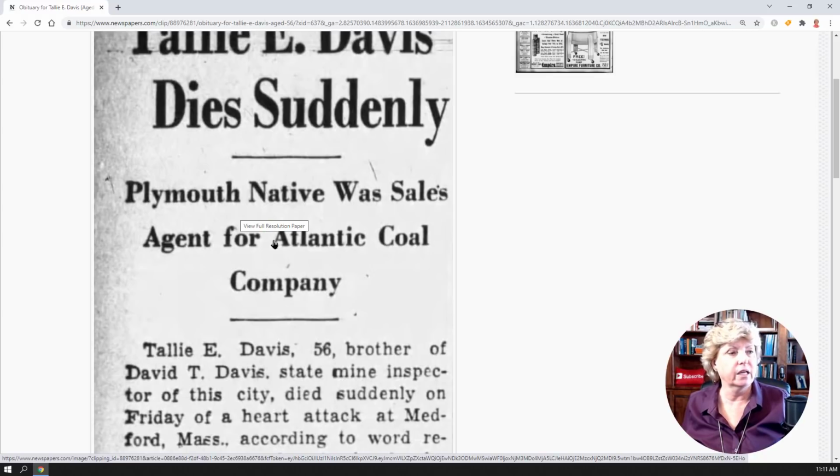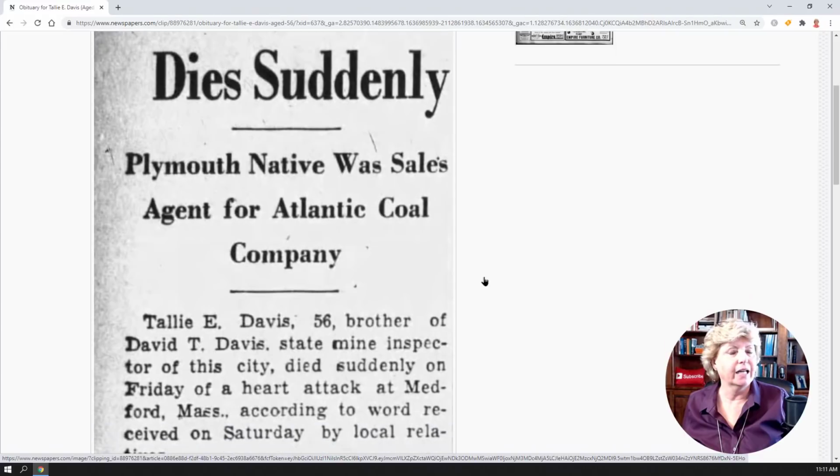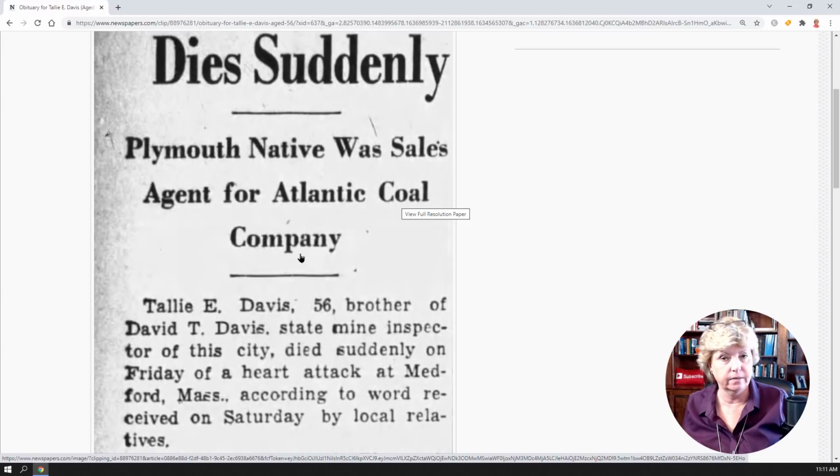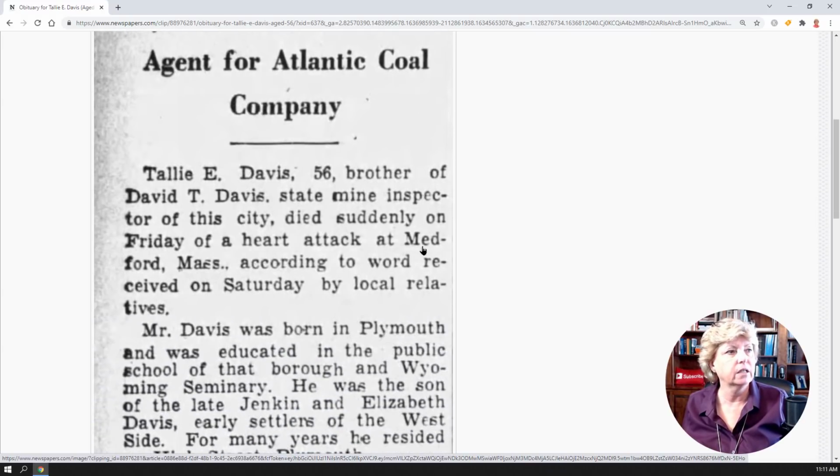He was a sales agent. There's an occupation right there. And for the Atlantic Coal Company. So he worked for the Atlantic Coal Company at the time he died. Okay, another fact: Tally E. Davis, 56. All right, so he's 56 years old at the time he dies.